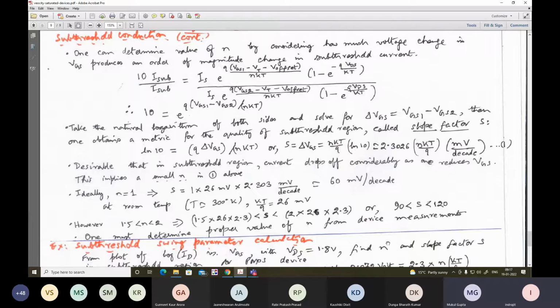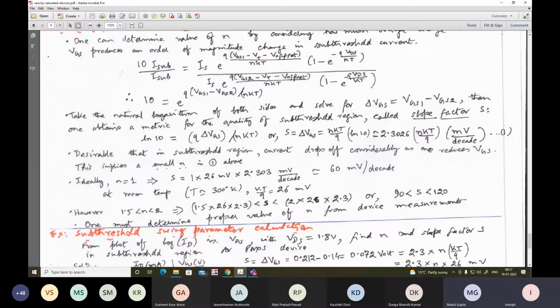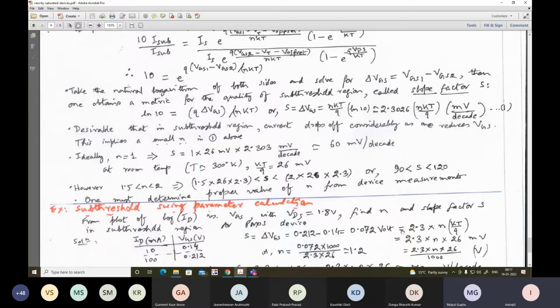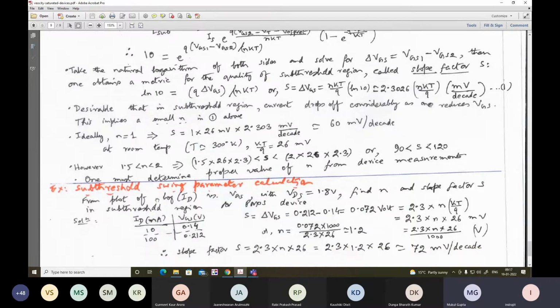Now, for the given data, let us see. Here we saw two points of experimental data. For VGS equal to 0.212 volt, it was 100 nanoampere, and for VGS equal to 0.14 volt, it is 10 nanoampere. That means an order of magnitude difference. So from this plot of log ID versus VGS with VDS equal to 1.8 volt, find the value of n and the slope factor in the subthreshold region for the PMOS device.